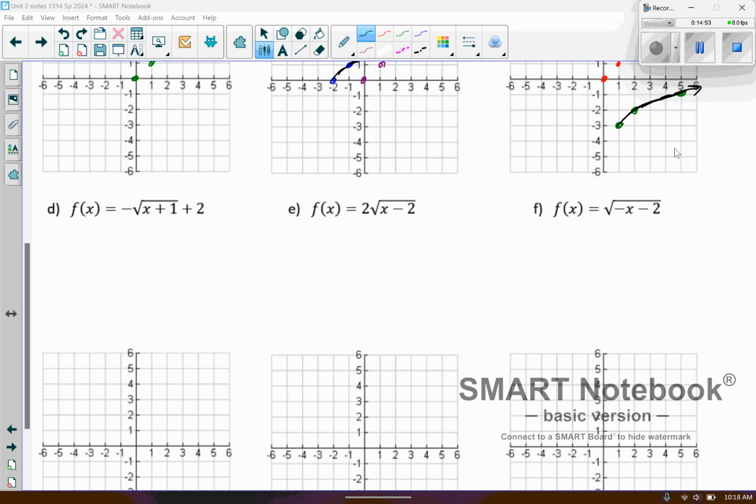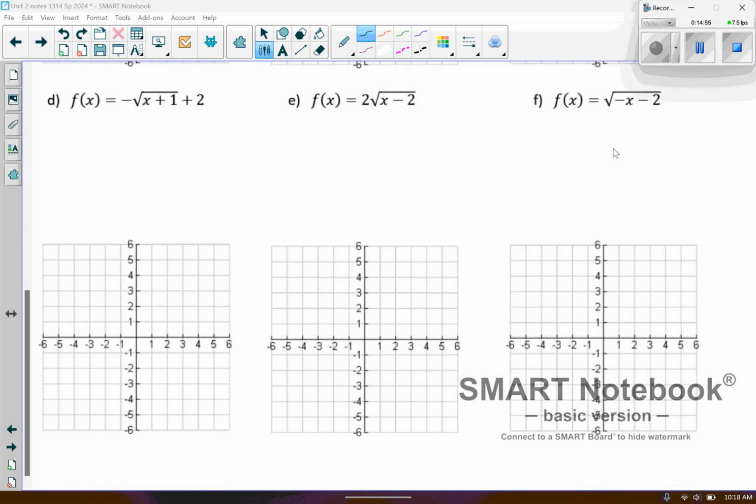Okay, so we have a few more down here. And as I was telling you, it's going to get a little bit more challenging as you go through these. And so now we have three things going on here. So we're going to start with that x plus 1 inside the radical. And so that's going to cause us to go to the left 1. Okay. And then we have a negative on the outside right there. And so that's actually going to cause a reflection across the x-axis.